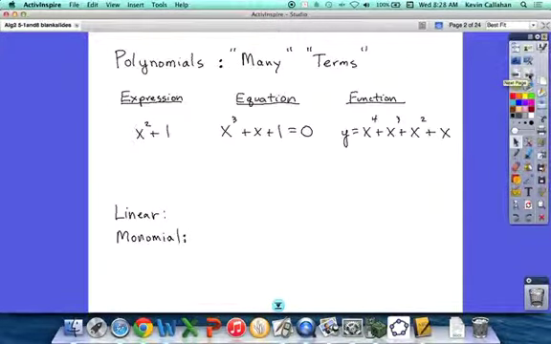So polynomials, the word polynomial means many terms. Poly for many, the nomial part is for terms. Now, what do we mean by terms? Terms, whether it's in an expression or an equation or a function, are separated by pluses for addition, minuses for subtraction. So, for example, in this expression right here, there's two terms. In this equation on the left-hand side, there's three terms. That's how you count terms.